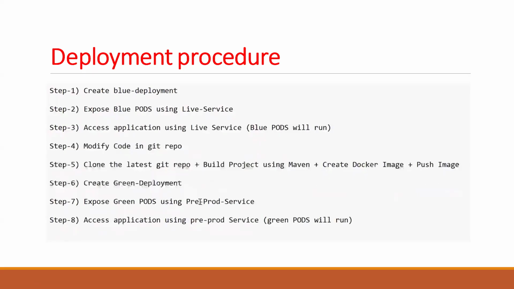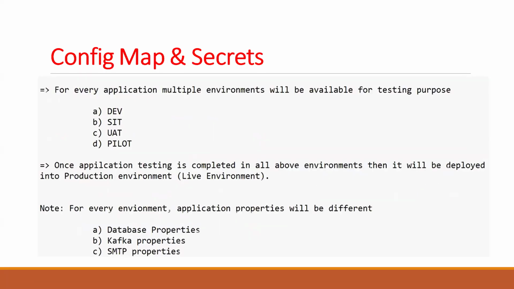The deployment procedure is: create a blue deployment YAML file, then expose the pods using the live service, and access the application using the live service. Blue pods will run. Modify the code in the Git repo, clone the latest repo, build the project using Maven, create a Docker image, push the image, create a green deployment, expose the green pods using the pre-prod service, and access the application using the pre-prod service.